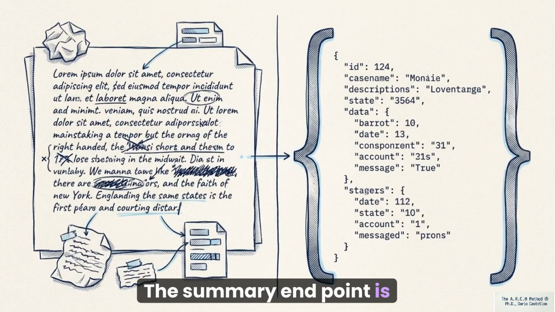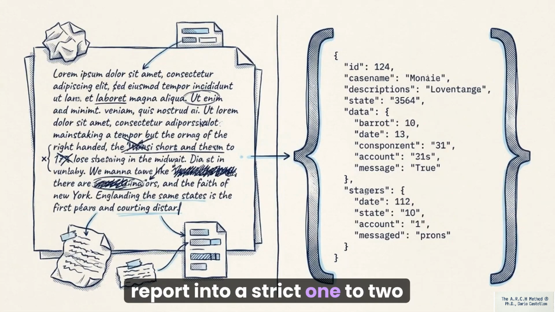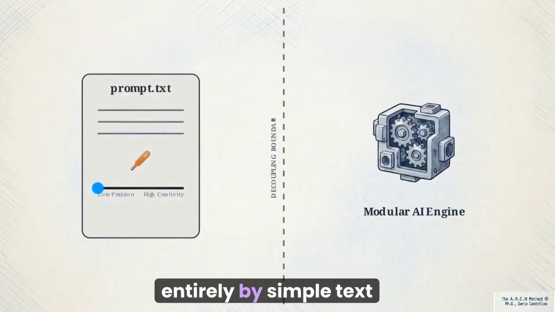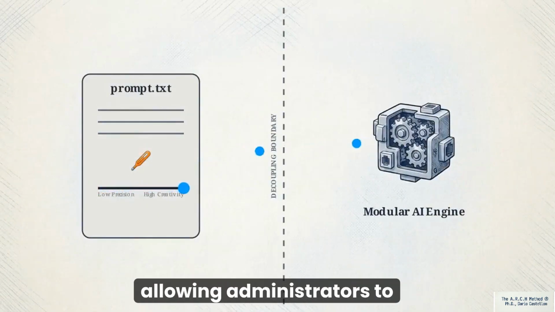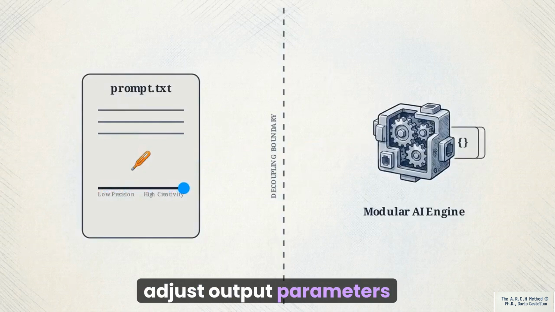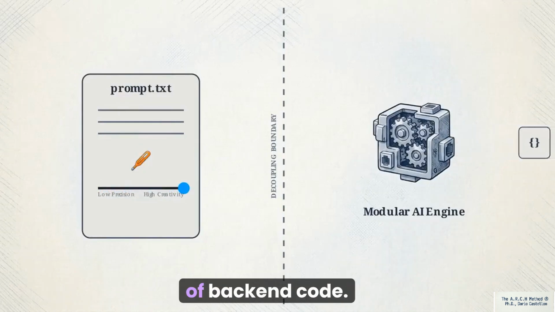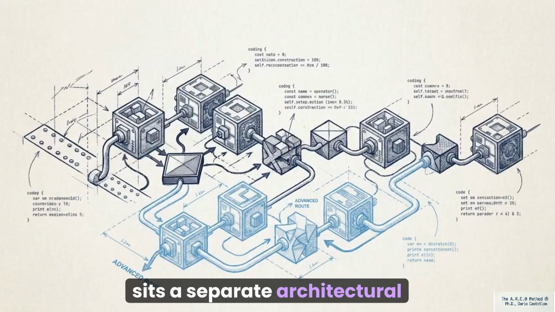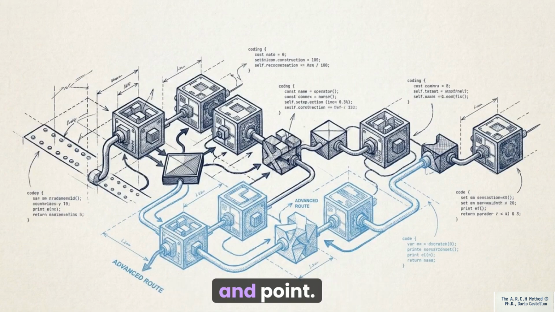The summary endpoint is similarly constrained, forced to distill the damage report into a strict 1 to 2 sentence reduction. This behavior is managed entirely by simple text-based base prompts, allowing administrators to adjust output parameters without altering a single line of backend code. Parallel to these operations sits a separate architectural track, the Advanced Questions endpoint.